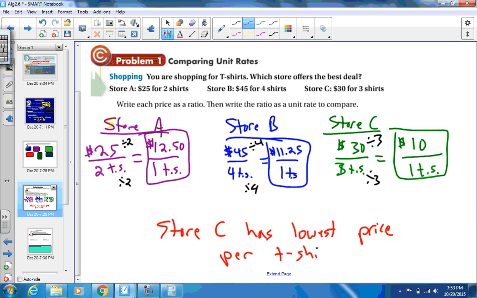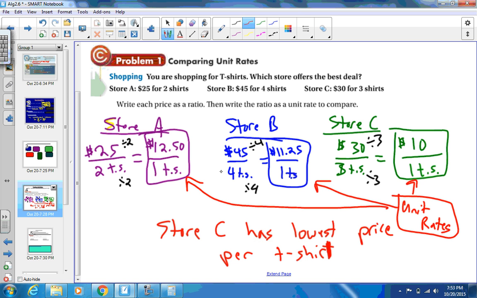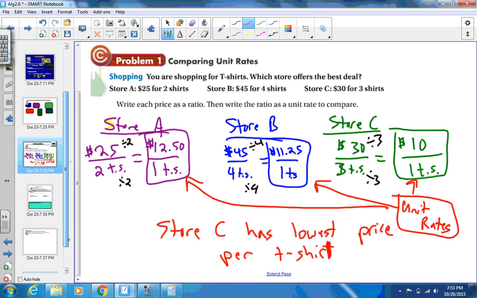And we proved that because we figured out the cost for 1 t-shirt. Those are called unit rates, all right? Because they all have a 1 on the bottom. Unit rates. There, there, and there. All right, that is how you find unit rates. You're pretty much just simplifying the fraction.